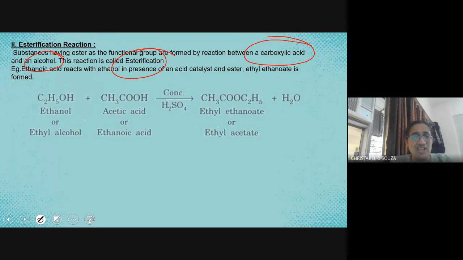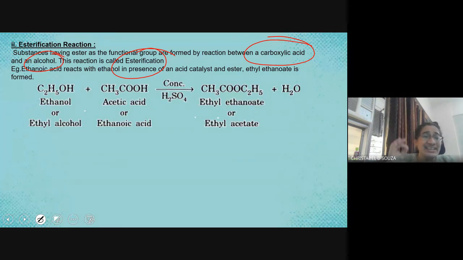So boys, pay attention. Very important reaction. Ethanol, very easy to remember. Ethanol, C2H5OH. Then acetic acid, CH3COOH, in the presence of an acid catalyst, concentrated sulfuric acid. See, boys, only the water molecule is removed. Can you see this H and this OH? It gets removed and it forms H2O, correct?